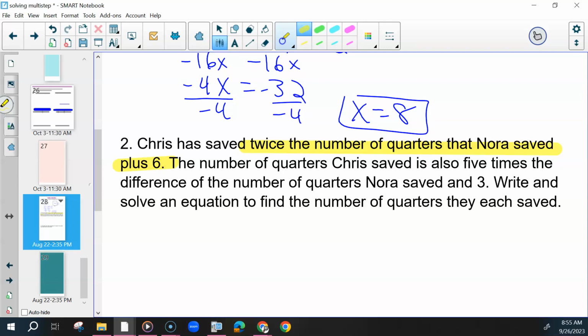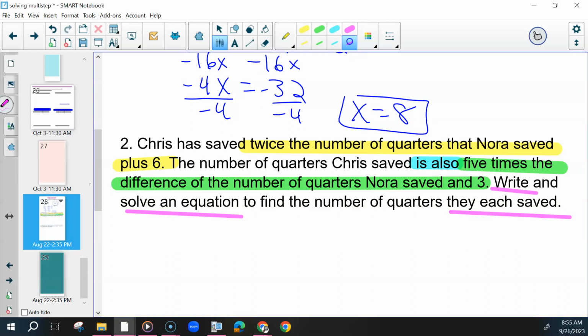Entire first sentence. What else is important? What is the difference of the number of quarters Nora saved? I'm also going to highlight the word "is also." That's going to tell us how we're going to set it up. And then we are looking for, we have to write and solve the equation. And we have to find how much they each save.